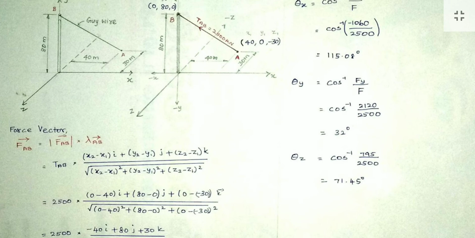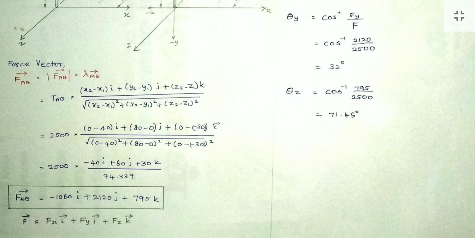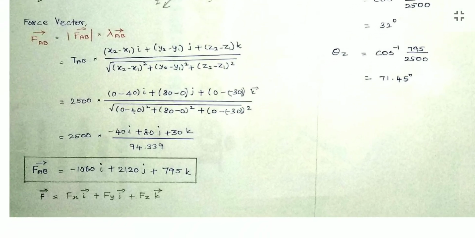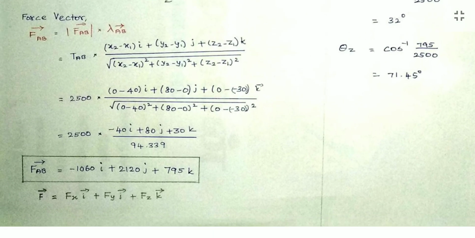Here the force starts from A to B, right? So A coordinate becomes x1, y1, z1. B coordinate becomes x2, y2, z2. So substitute the values one by one, x2 minus x1, y2 minus y1, and everything. By solving, we simplify it and multiply by 2500. Finally, we get the force vector FAB.